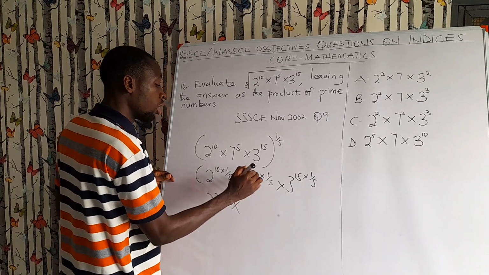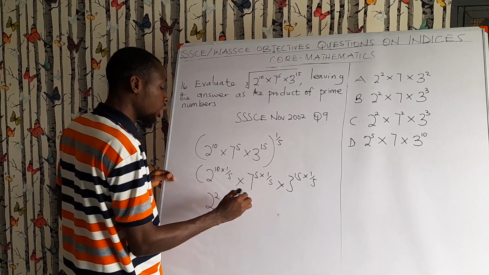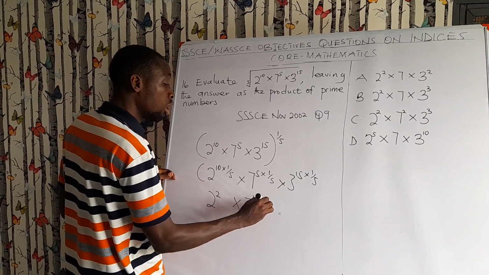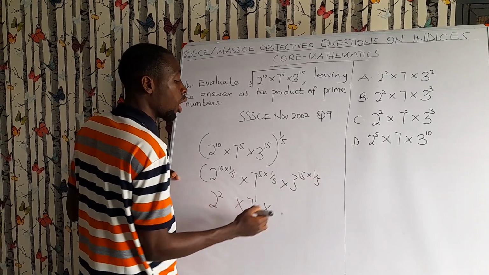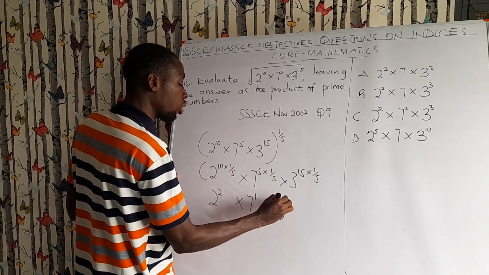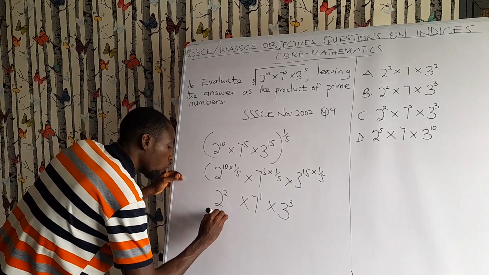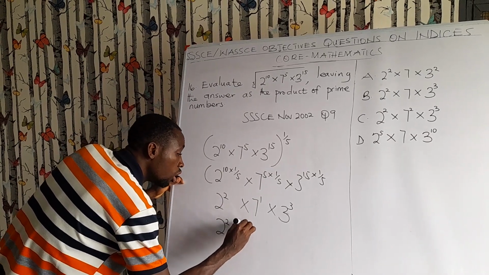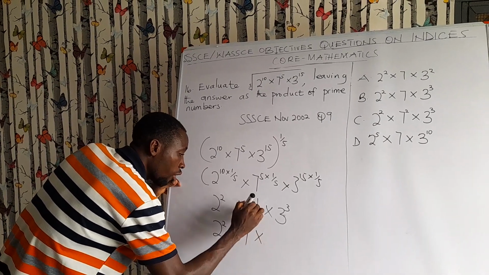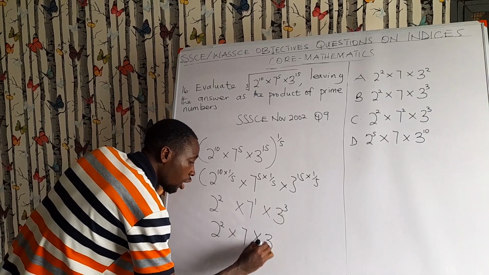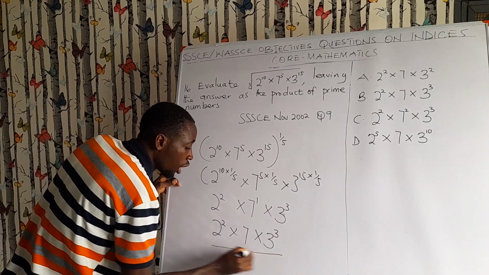Then 5 times 1/5 will be 1, so that will be 7 exponent 1. Then 15 times 1/5 will be 3, so we have 3 exponent 3. We have 2 exponent 2 times 7, 7 exponent 1 is 7, times 3 exponent 3. So this becomes the correct answer.